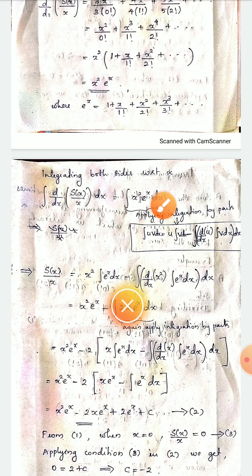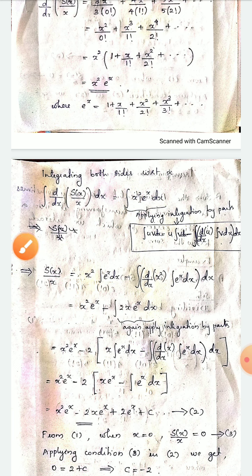In the right hand side, it is integration of the product of two functions. So we apply integration by parts: integral of u v dx, the integral of two functions, is equal to first function into integral of second minus integral of derivative of first into integral of second. This is the result. So we apply integration by parts, taking the first function as x square and the second function as e raised to x.